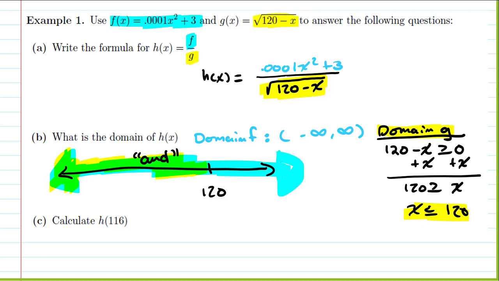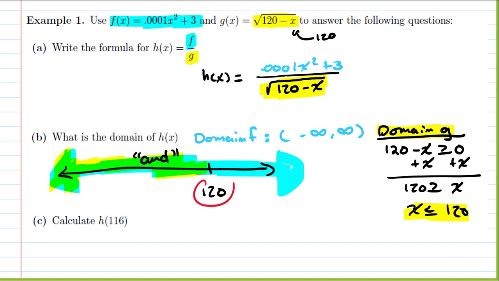But we have to be a little bit careful, because there's one more thing. What's the one number we're never allowed to divide by? 0, right? We were doing division in this problem. So we were dividing by g. Is there an input x that has an output of 0? Said another way, what x would I have to put into g to get 0 out? Well, if I put in 120 for x, what's 120 minus 120? 0. So we can't have that as well.